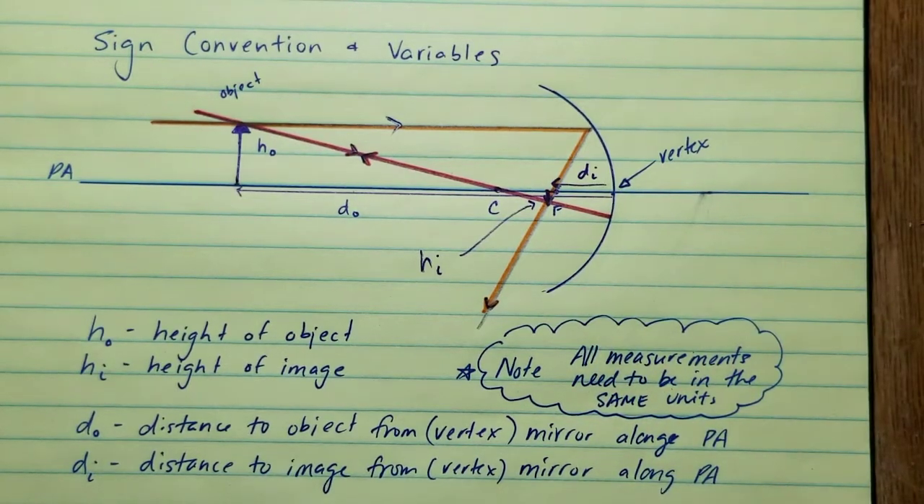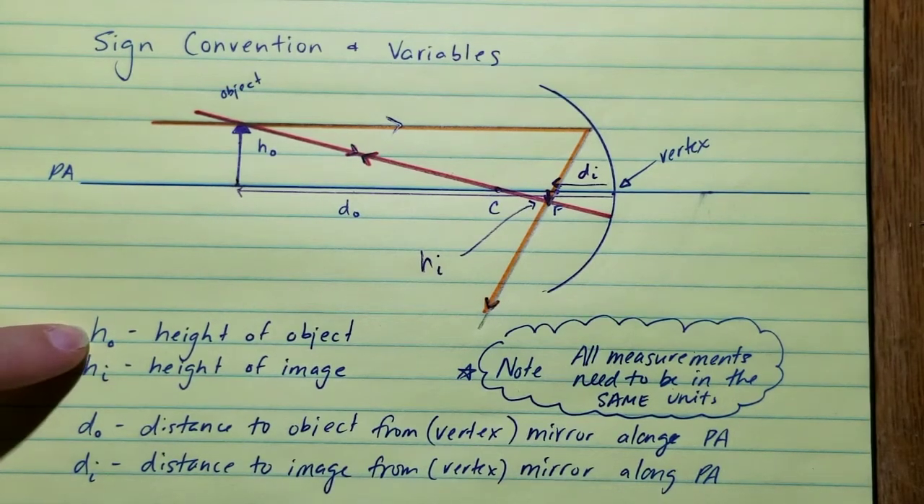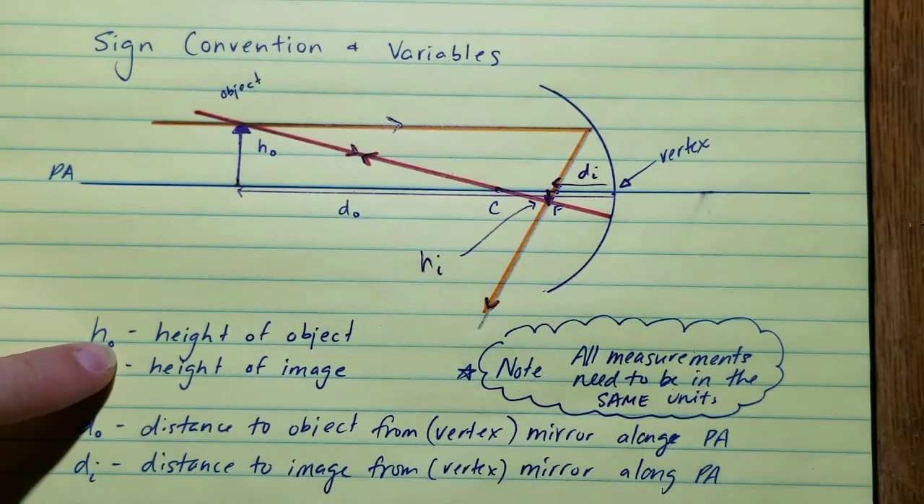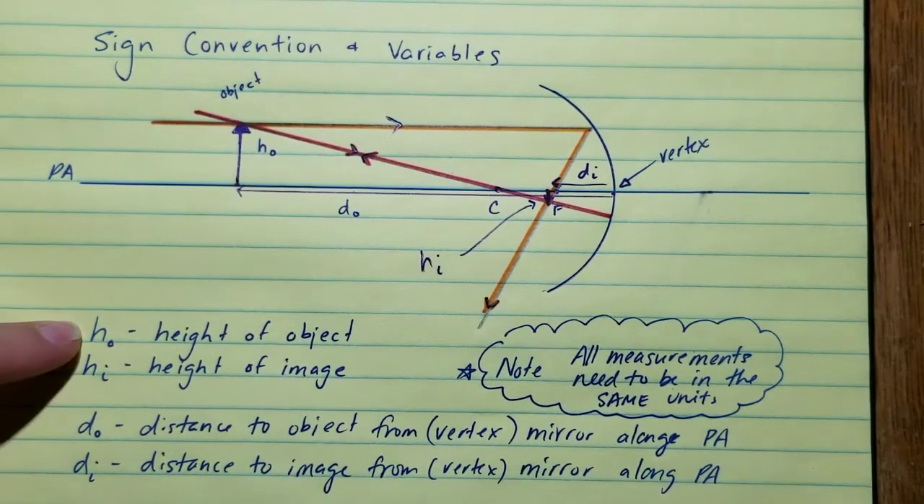Okay, so those are some things you'll have to recognize. Also, I think it makes sense. H stands for height, O stands for object. The subscript indicates what we're talking about, and the symbol indicates the type of measurement.